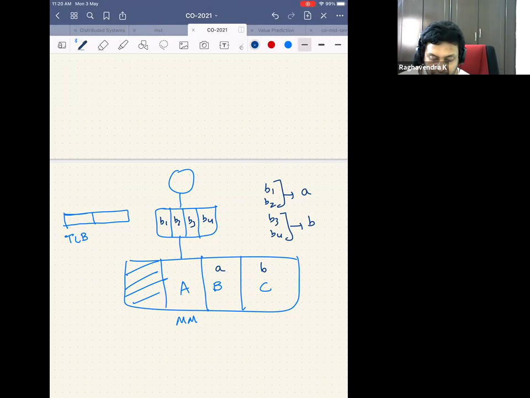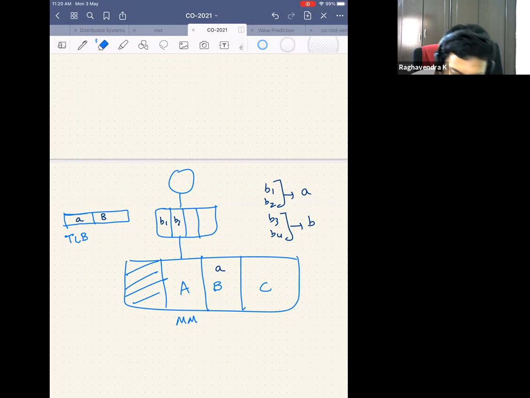Now when the CPU generates an address, let's say the TLB has a translation from small a to capital A. When the CPU generates the address for B1, then it's a hit in the TLB. But if the CPU generates an address for B, small b, let's assume that this translation was initially not there.